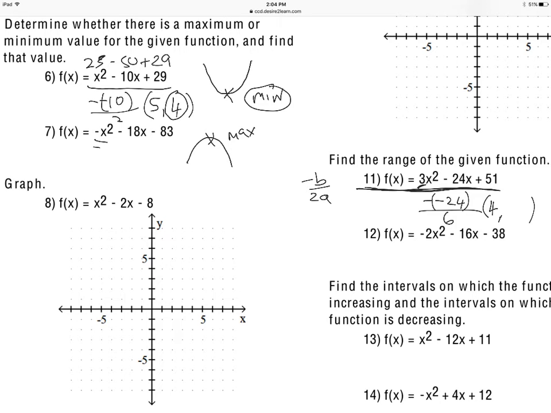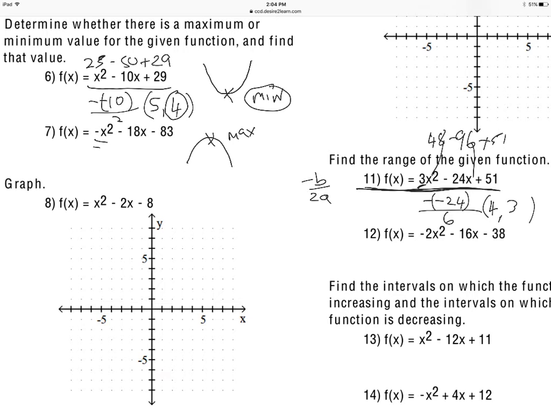Okay, so to find the y value, I need to put the 4 back into here and here. Okay, so 4 squared is, let's have a look, what's that? 16 times 3, that's 48. Okay. Minus 24 times 4, what's that? That's 96. That's negative 4 plus 51. I think that's 3. Okay.